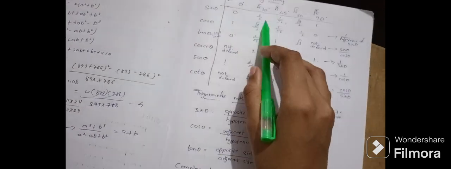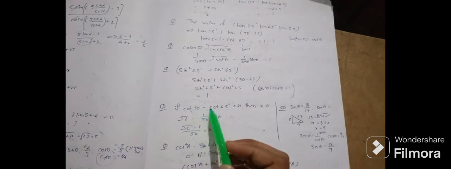See, cot 30 degrees value is 1 by root 3 here, and minus cot 45 degrees value is 1 by root 2, equal to x. Here by doing this we will get root 6 minus 1 divided by 2. We should be careful while doing LCM here.